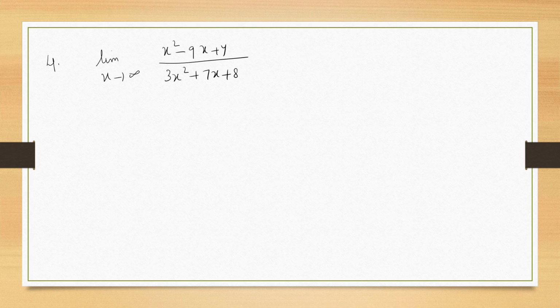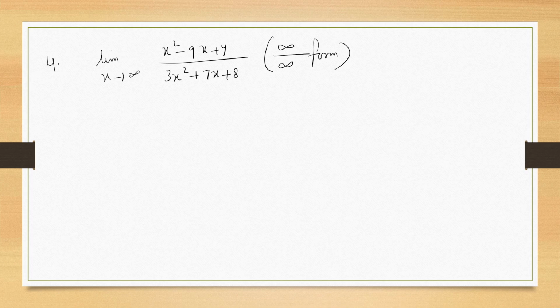Now let us take the last example for today. Limit x approaches infinity, (x² − 9x + 4) upon (3x² + 7x + 8). Again you can see that if I put the limit as infinity, what is going to happen? Infinity squared minus 9 into infinity, that is infinity, plus 4 is again infinite, same as the denominator, and it is an infinity by infinity form.